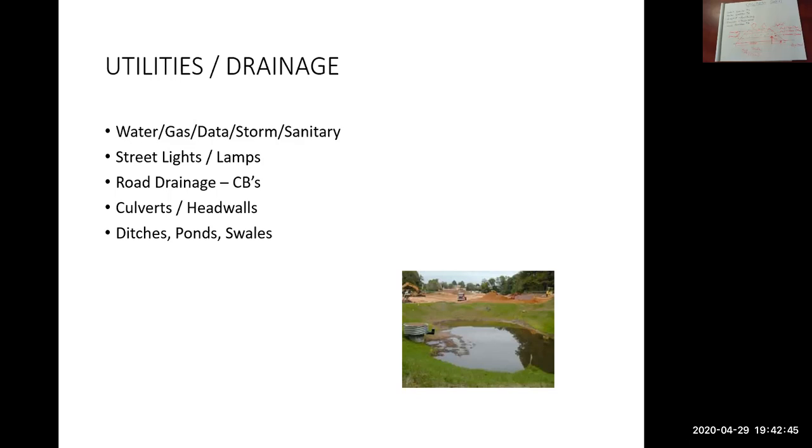Again, all of that is shown on the drawings. So it's not up to you as the estimator to design all this stuff. You just need to know that you have to do your takeoffs and how to price it. It'll all be shown for you on the drawings.